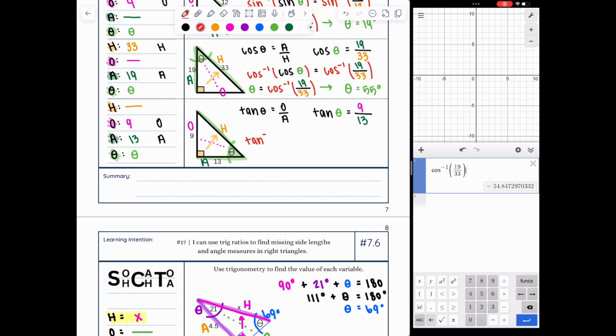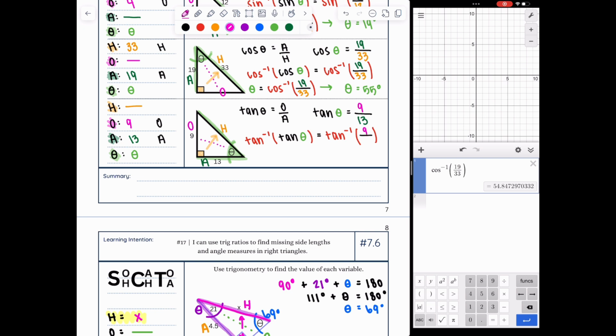However, I need to use inverse trig to actually solve for the measurement of this angle, because I don't want to know the ratio of the opposite side to the adjacent side. I want to know what angle is making that ratio. So I have to take the inverse tangent of both sides, because the only way to get rid of a tangent is to take the inverse tangent. And if I do it to one side of an equal sign, I have to do it to the other side of the equal sign.